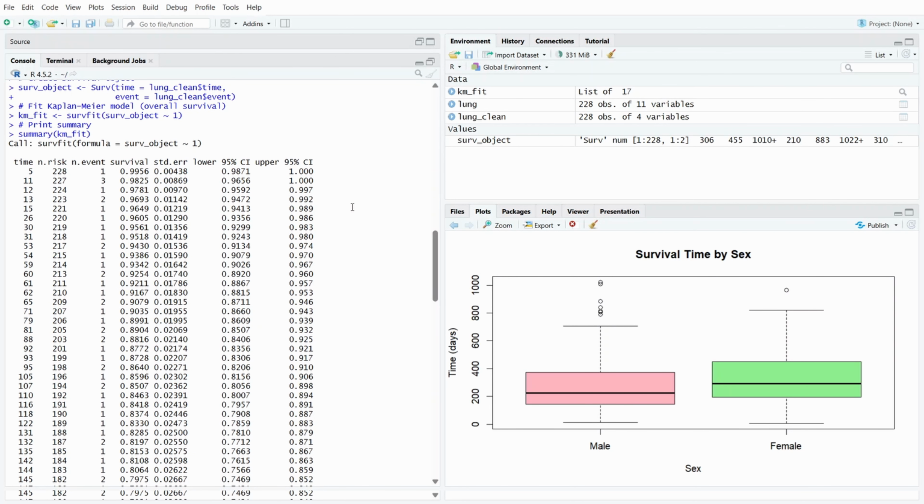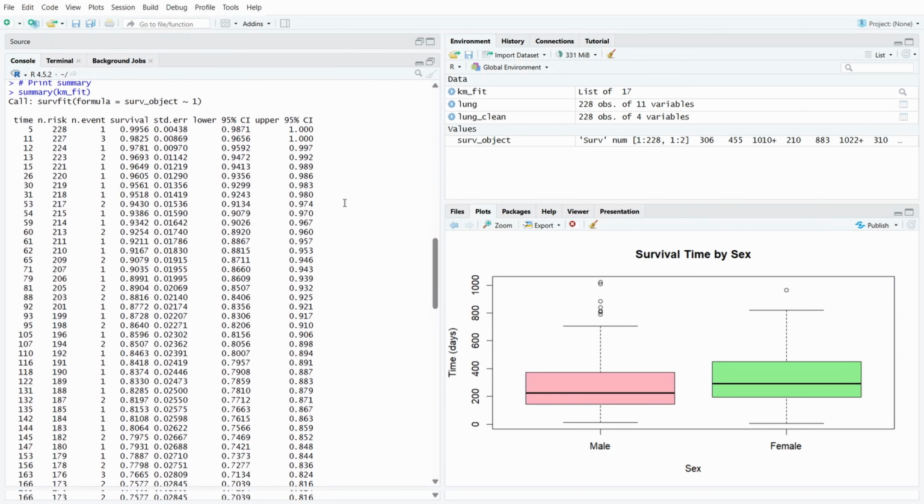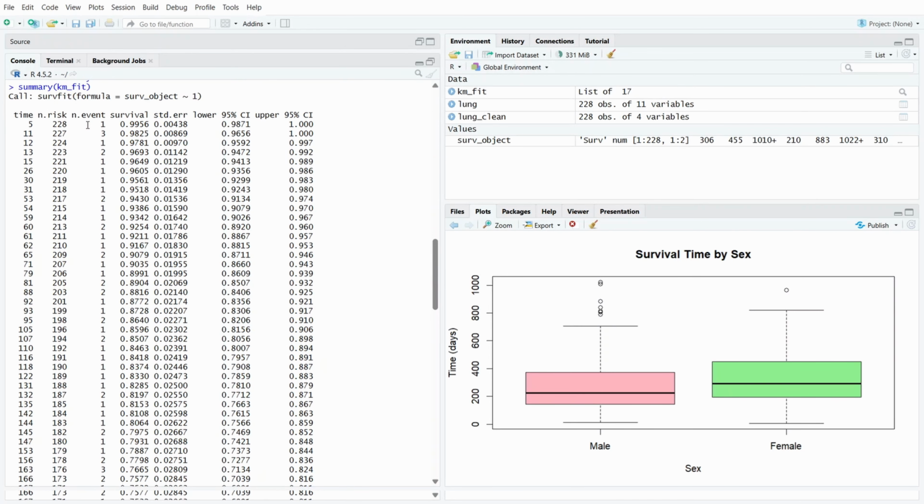Now we're looking at the summary output from a Kaplan-Meier survival model, where we are estimating overall survival across all patients. Each row in this table represents a time point where at least one event, typically death, occurred. Let's break down the key columns. The time column shows the number of days since the start of observation. At each of these time points, something changed in the survival curve.